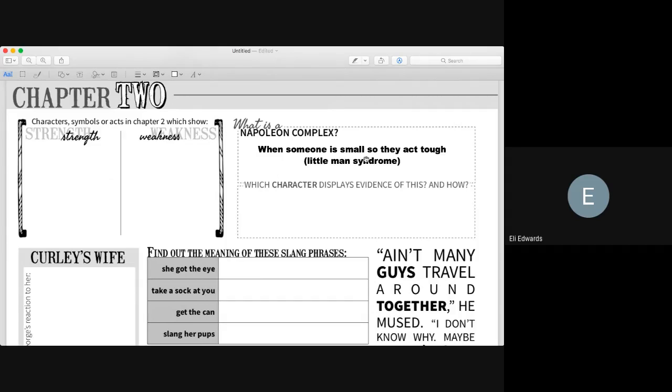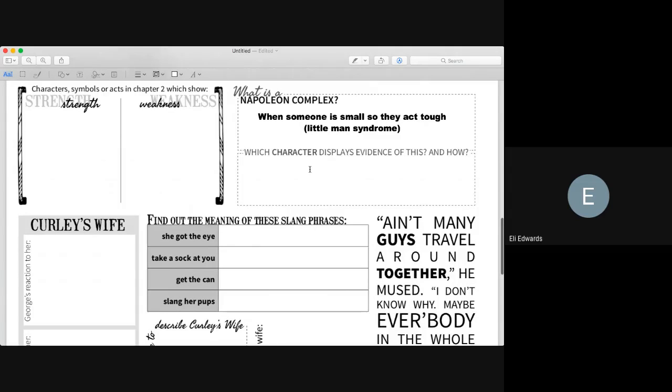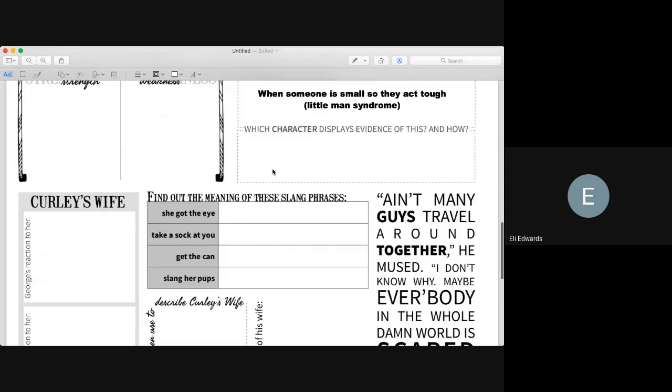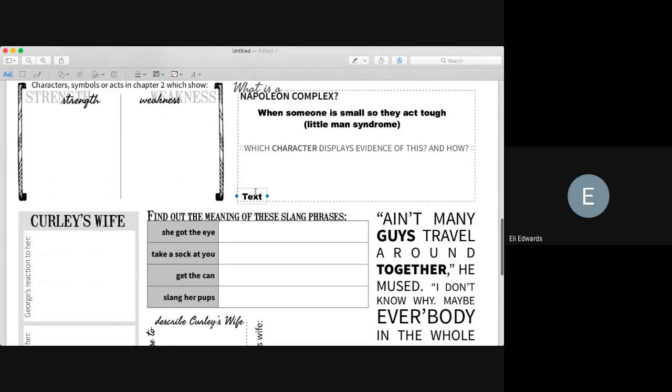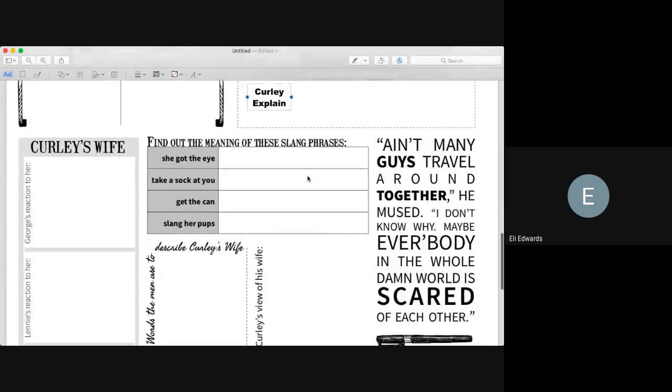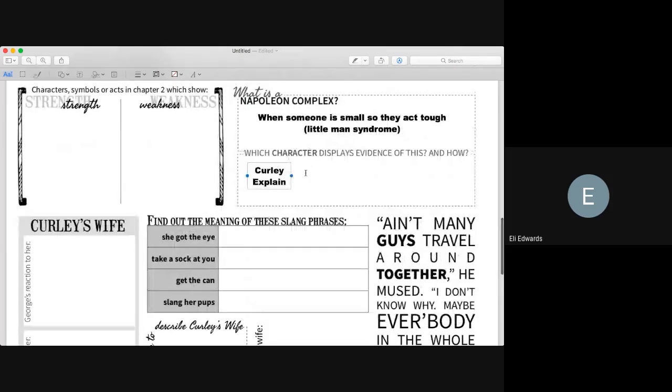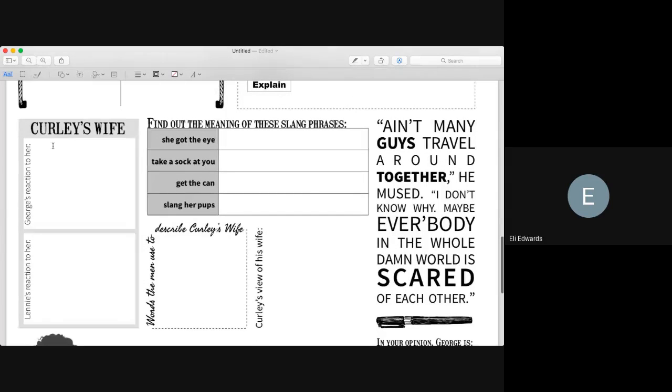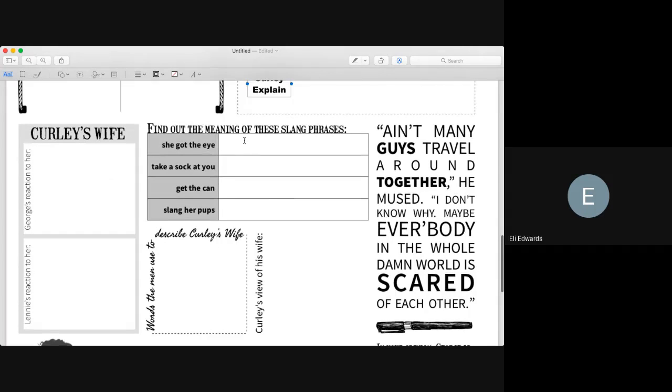Napoleon complex. We said when someone is small, so they act tough, it's also known as little man syndrome. Which character displays evidence of this and how? That will be very obvious. There's one character who's smaller and has to act tougher than he is. I will tell you the character. It's definitely Curly. So now you explain how he shows that. Curly is one of the big threats of this chapter. The other big threat, of course, is Curly's wife. So you're going to look at how Lenny reacts to her and how George reacts to her. You definitely want to write these down.